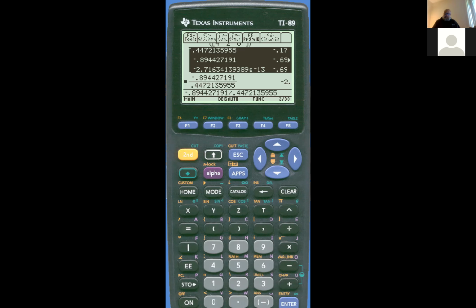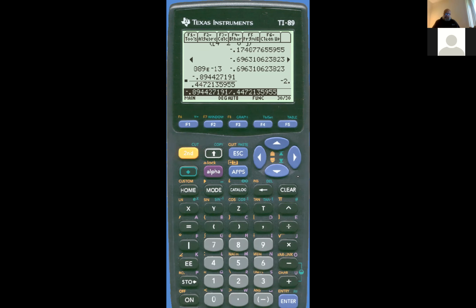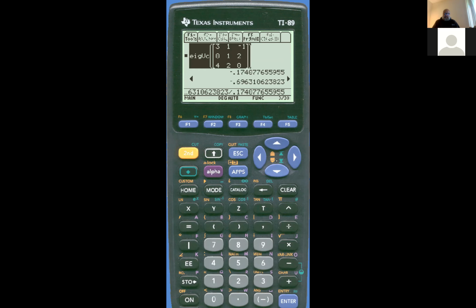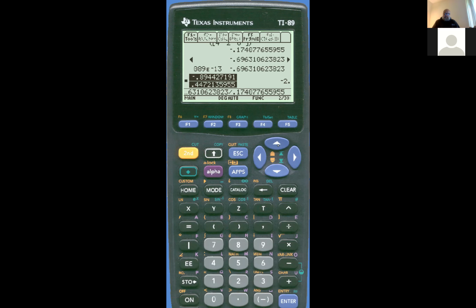Where is my calculator? There's my calculator. Okay. On the second line over, you're like, boy, I don't know, Jay, I don't know what goes into there. Well, I typically start off with the big one, so 0.69631062383 divided by 0.1740776555955. Oh, look at that, it's 4. Dude, that's awesome.